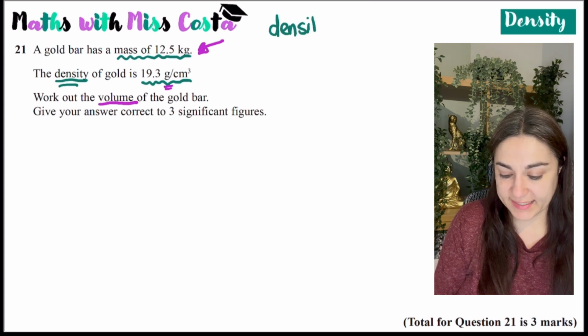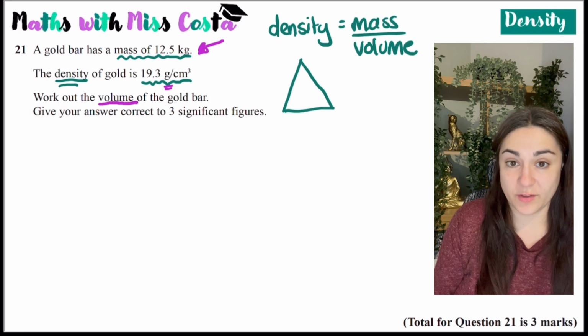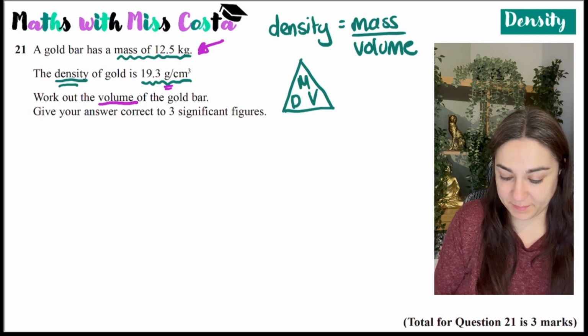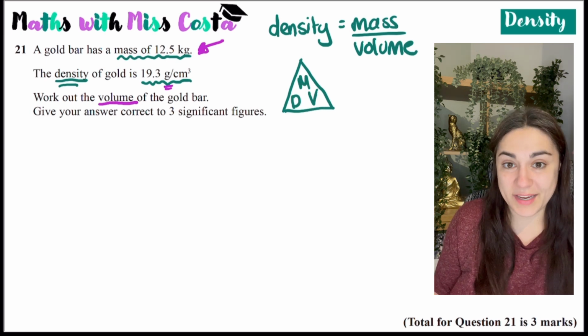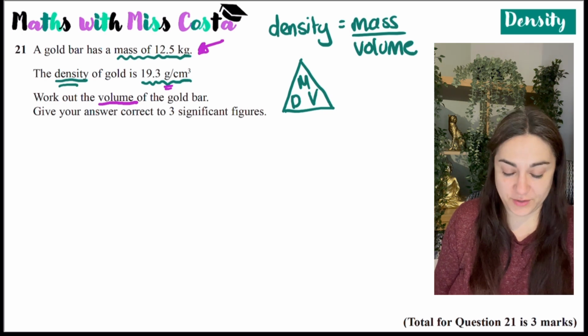The equation for density is mass over volume. If you don't know that, then scribble that down and try and memorize it. You might also know it in the rectangle where density is mass over volume. And we can look at that formula and rearrange it to figure out what we need to do for volume.